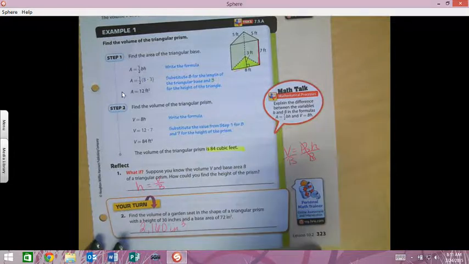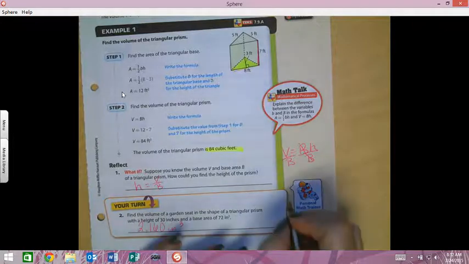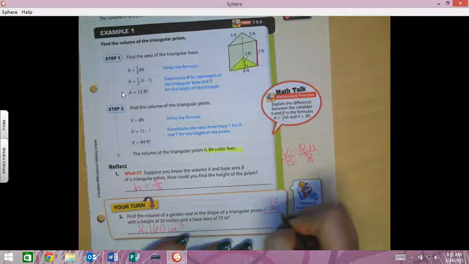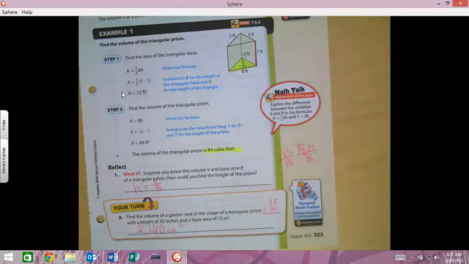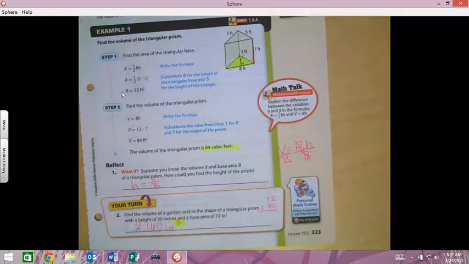Okay, for this one, your answer is going to be 2,160 cubic inches. Now, all you had to do, because they actually gave you the area of the base, you didn't have to find the area of the base. All you had to do was 72 times 30, and that would give you your final answer of 2,160. Notice our units. Our units are cubed. Area is squared. Volume is cubed. Volume is to the third power.